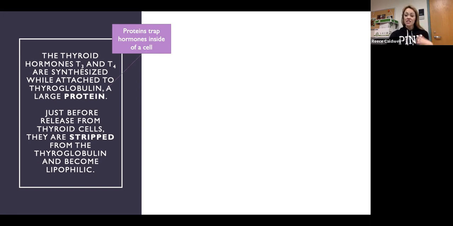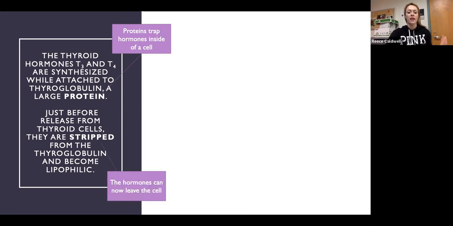Once we've synthesized and created that hormone, we want to release it from the cell so it can go to some area of the body and cause a response. So therefore, we will strip it from the protein. We will strip it from the thyroglobulin, and therefore it can leave the cell. So let's work through the questions that were given. And now that we have this explanation, hopefully we can answer them.